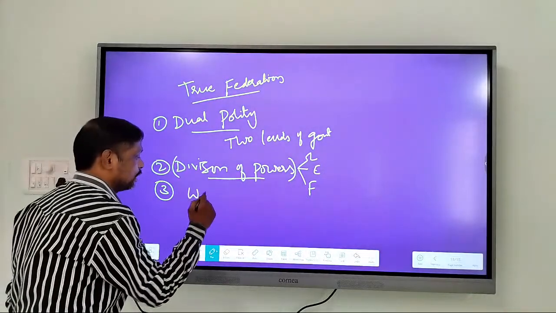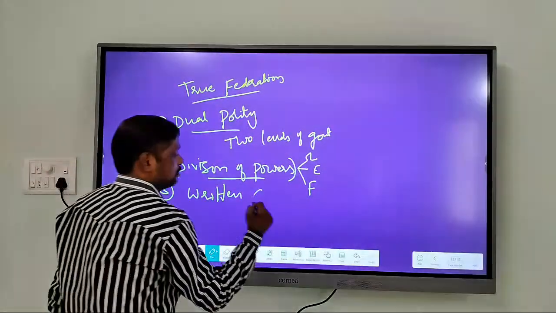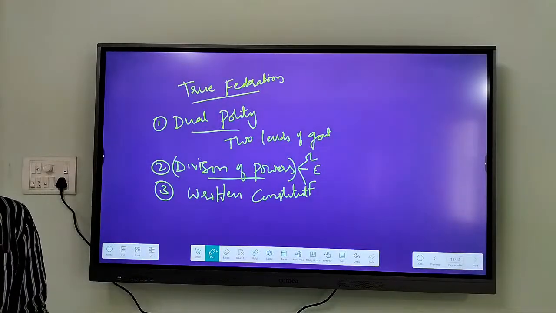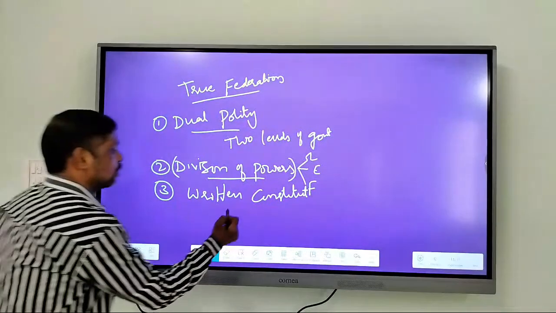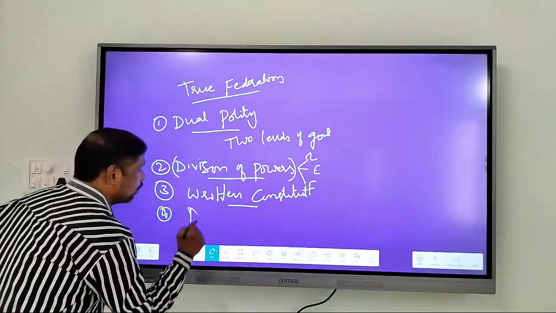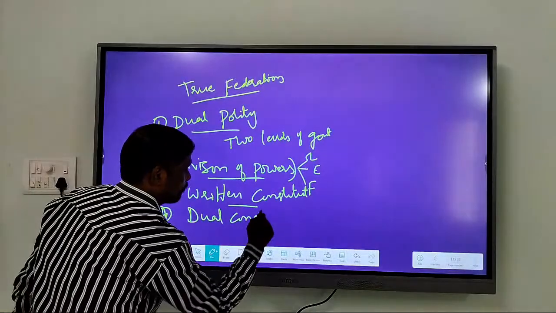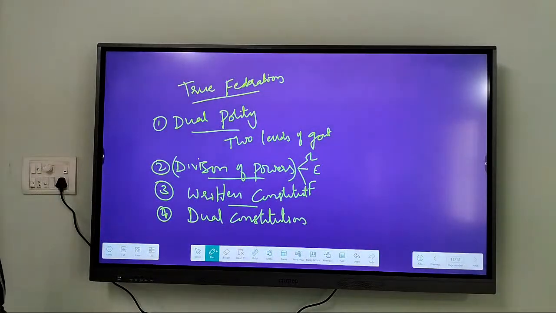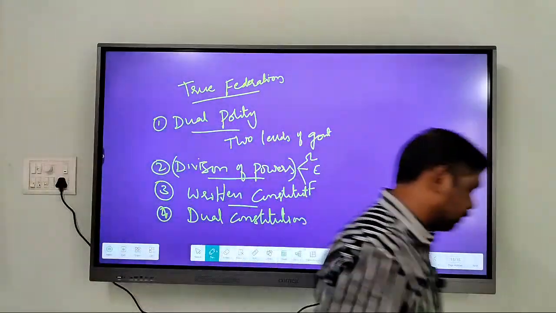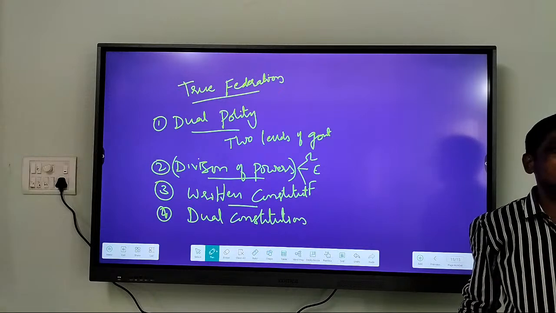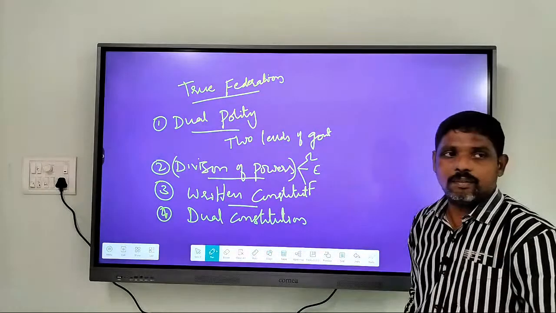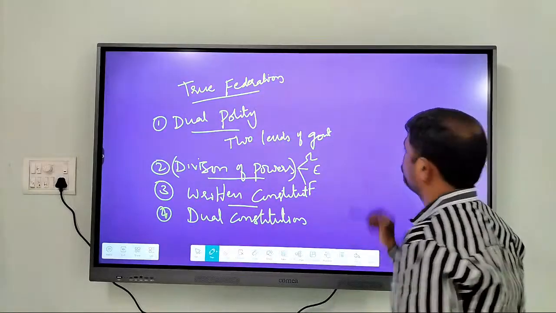A written constitution. Wherever there are federations, there will be written constitutions. Written constitutions and dual constitutions. Every political unit having its own constitution. It is not a single constitution, it is dual constitutions. So every political unit having its own constitution. This is one thing.